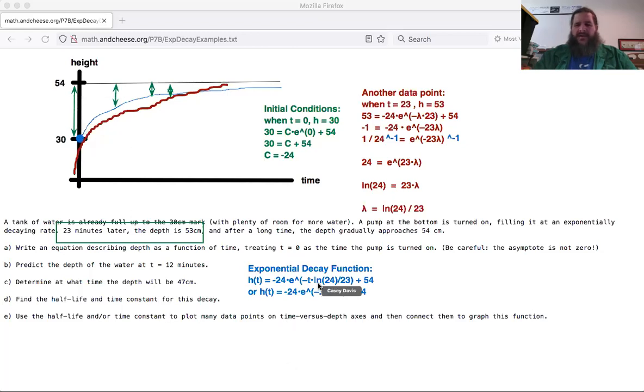At that point, the only unknown left should be the multiplier inside the exponential function, the lambda. You can find that by using one more data point if you have one, or alternatively, if you know the half-life or the time constant, you can find it that way instead also. And then once you've got the equation, you can figure out all sorts of other stuff. For instance, part B, predict the depth of the water at t equals 12 minutes. Without actually running the numbers, how would you do that? How would you find the depth of the water after 12 minutes?